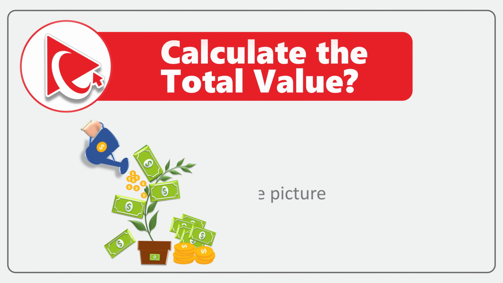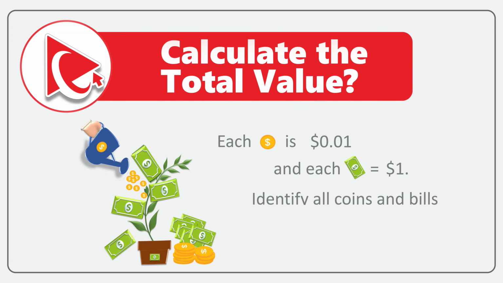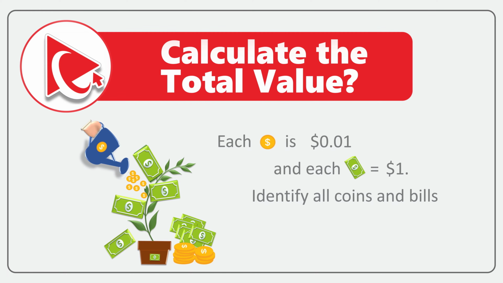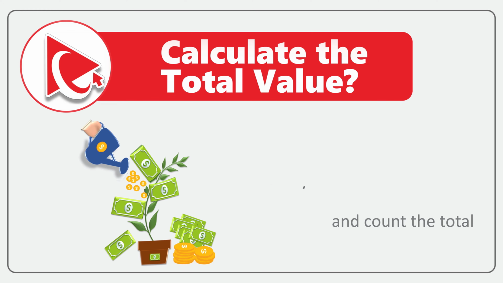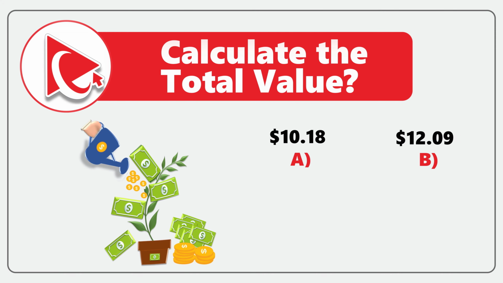What's interesting here is that each coin is 1 cent, and each bill equals $1. You need to identify all coins and all bills and count the total value. Once you complete the calculations, please select 1 out of 4 possible choices. Choice A, $10.18. Choice B, $12.09. Choice C, $15.15.